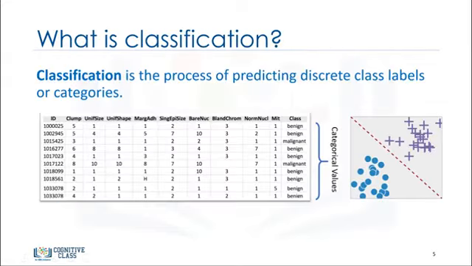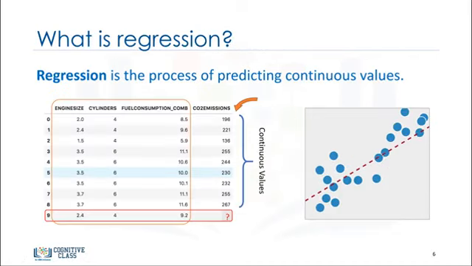Classification is the process of predicting a discrete class label or category. Regression is the process of predicting a continuous value as opposed to predicting a categorical value in classification. Look at this data set. It is related to CO2 emissions of different cars. It includes engine size, cylinders, fuel consumption, and CO2 emission of various models of automobiles. Given this data set, you can use regression to predict the CO2 emission of a new car by using other fields such as engine size or number of cylinders.